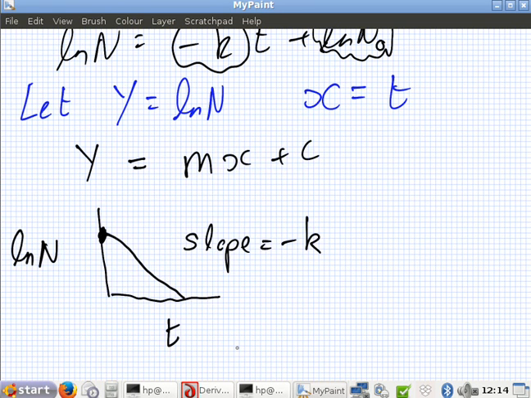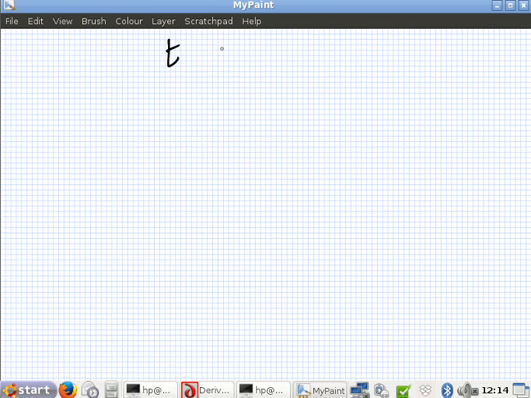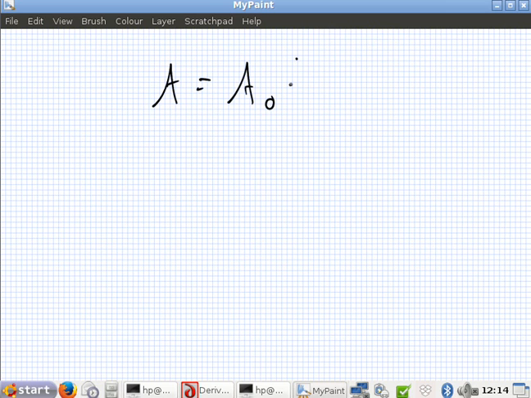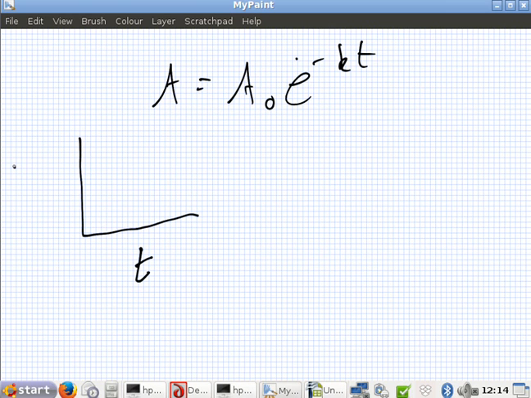By the way, you can do the same thing with activity. So if you had activity equals activity 0 e to the minus kt, what should you put on the x-axis? Time. And what should you put on the y-axis? Log A. What will this point here be? Log A 0, and the slope? Minus k. So let's have a look at an example, something like you could get in the exam.